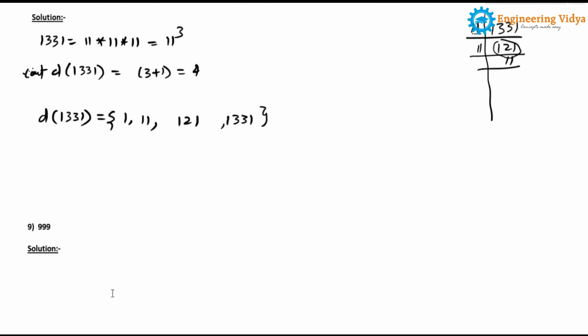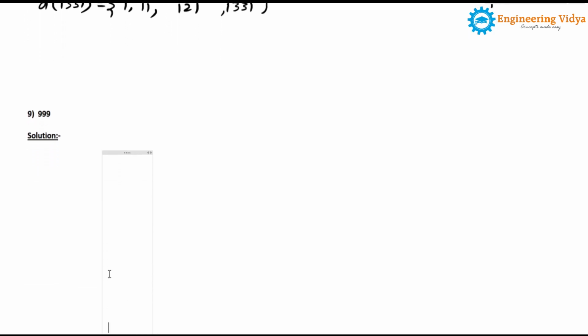Now check the last problem. In the last problem we have 999, right? And we have to find the divisors of 999. So first of all, we'll take the factors of 999. If we take the factors of 999, it will be divided by 3.